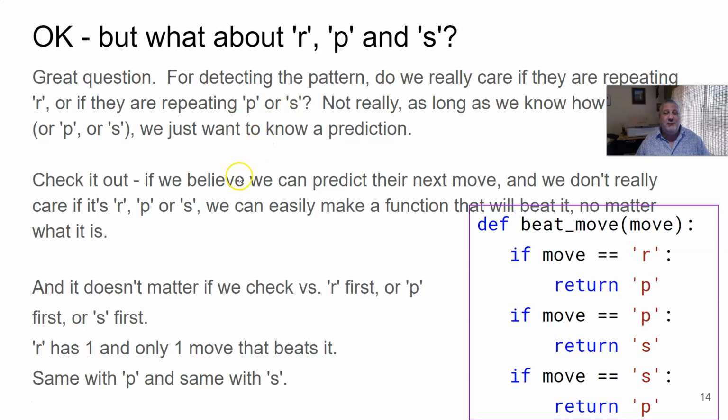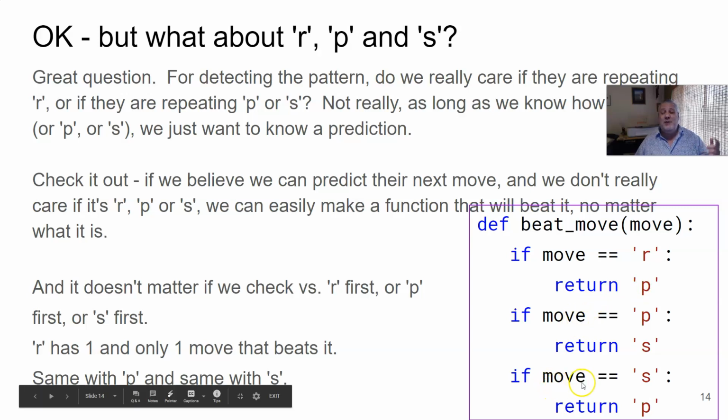All I need is some way that I can say, I predict their move is going to be this thing. I don't care if it's rock, paper, or scissors. Give me the move that beats it. That's just a simple function. All of you know I can give you any move and you'll tell me what beats it. So if I tell you their move is going to be rock, you're going to say you should throw paper. If their move is going to be paper, you should throw scissors. And if their move is going to be scissors, you should throw paper, right? So here's the function.